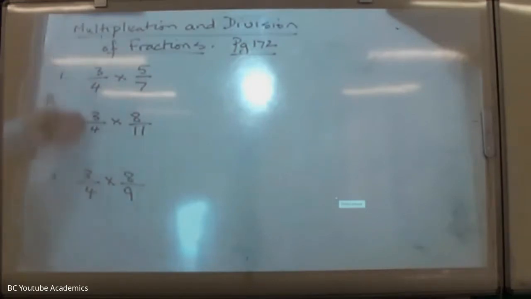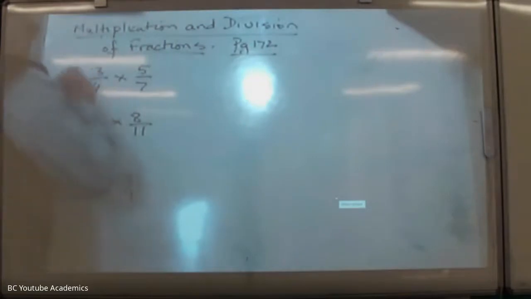I've got 3 different questions here, and each of them presents different skills that we're going to use in order to multiply these numbers together. Question 1, 3 over 4 multiplied by 5 over 7. The rules for multiplying fractions are not the same as the rules for adding fractions. In adding fractions, we would look for a common denominator. In the multiplication of fractions, we do not do that.